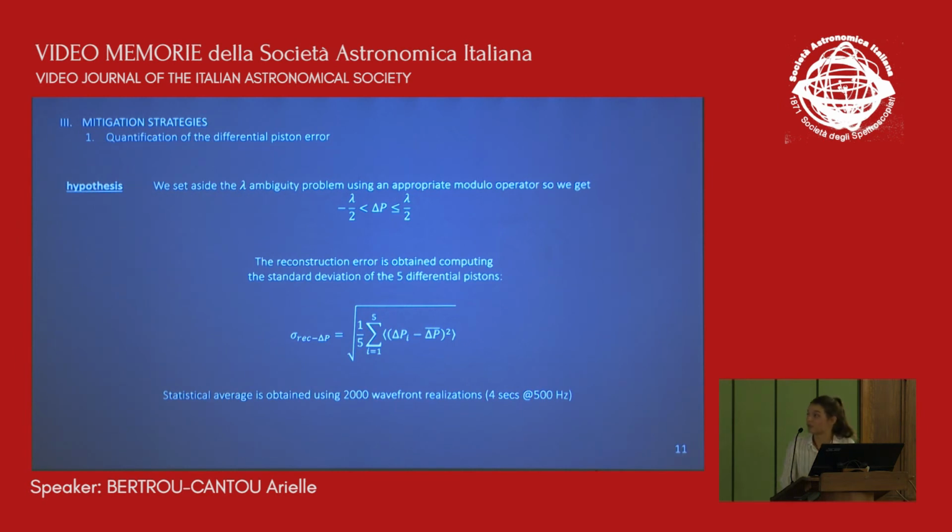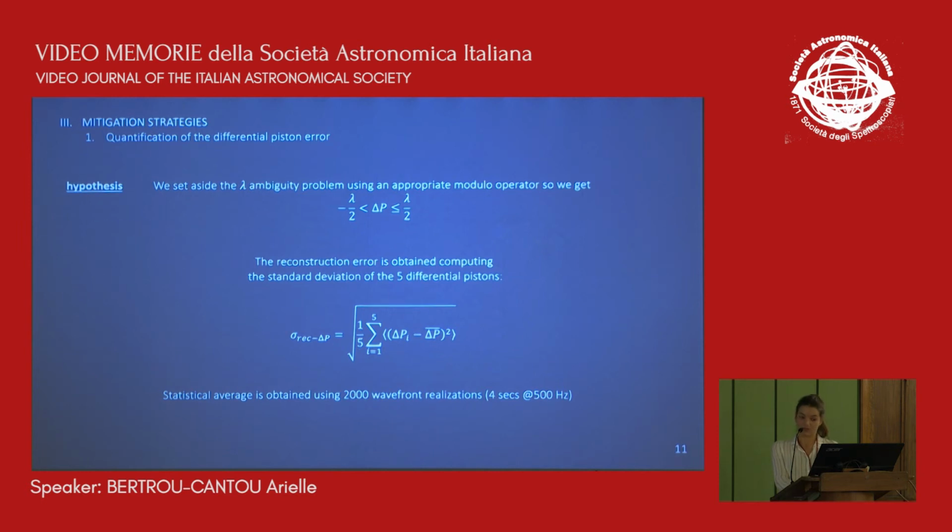So I needed a metric to characterize the error made on the differential piston measurement. First thing I did is to set aside the lambda ambiguity problem. So this differential piston is wrapped between -π and π, assuming we are using two wavelengths to deal with this problem or something smart, I don't know. And on each phase screen, we compute the standard deviation of this differential piston, and then we get a statistical average using a large number of realizations.